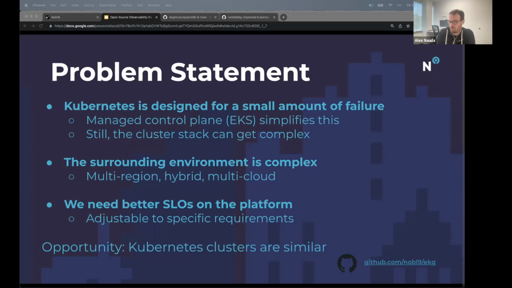sometimes multi-cloud situations. What we're looking to do with EKG is to create better SLOs on the platform itself, that is on the hosting platform of Kubernetes and what we can see from Kubernetes. The opportunity we have here is that Kubernetes clusters are similar to each other, right? This is a specific application that happens to do container orchestration in a cluster that we can make some reasonable assumptions about. And if we allow tuning knobs so that users of these SLOs can adjust the parameters to their specific situation, we actually have a good chance of governing or goal setting on Kubernetes using prefab SLOs.